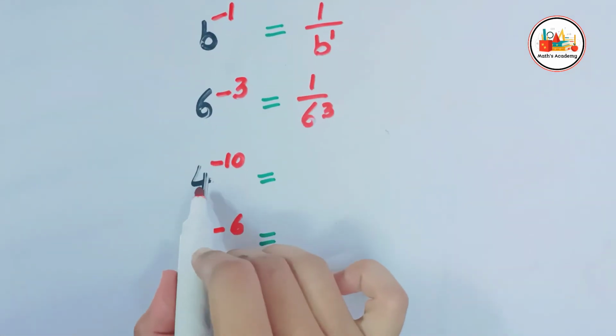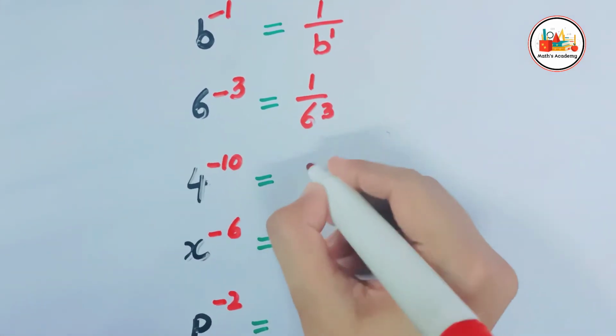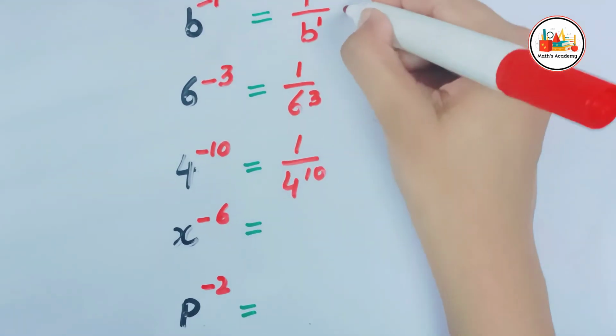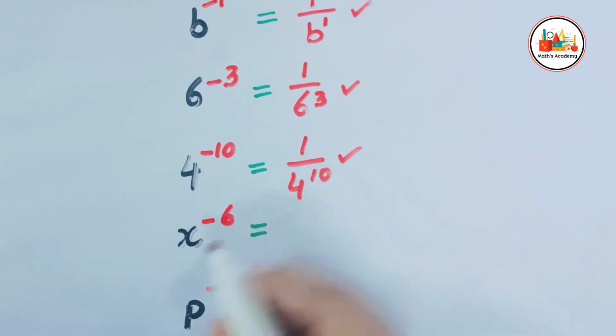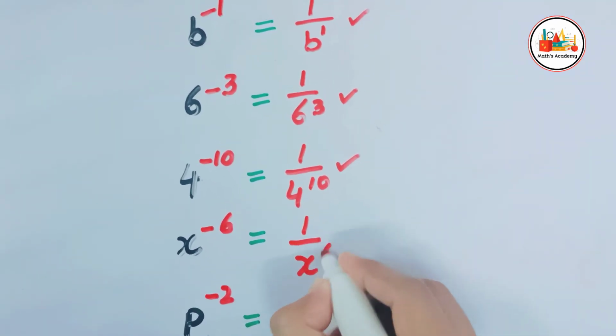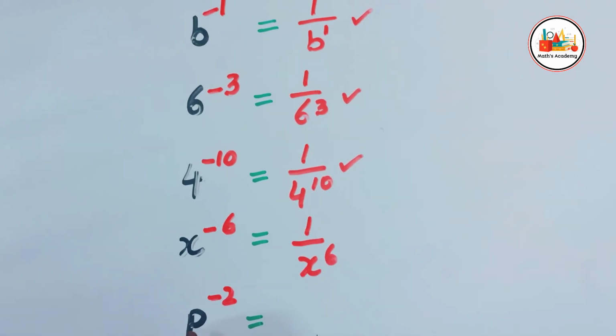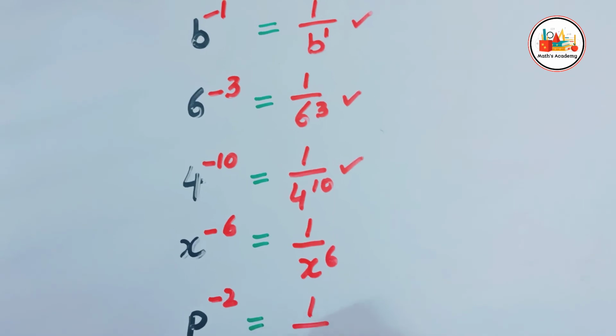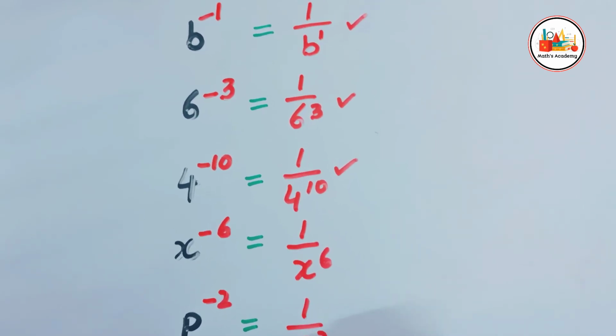Next is 4 raised to power minus 10. It will be 1 over 4 raised to power 10. Simple. It is solved. Next, x raised to power minus 6. It will become 1 over x raised to power 6. Last one is p raised to power minus 2. It will become 1 over p raised to power 2.